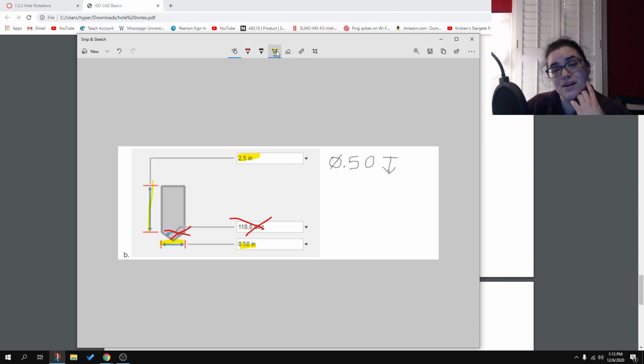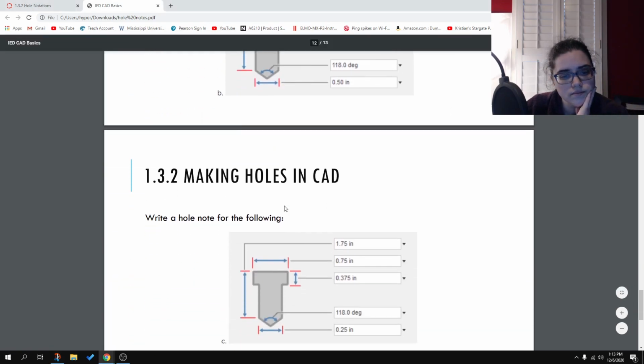If I can get the Elmo working over here, I will redo this video. It goes down 2.5 inches. There we go. Second line: is there a special feature here at the top of it? Nope. Nothing. Don't have to worry about it. That's the whole note for B. That's all you've got to do.